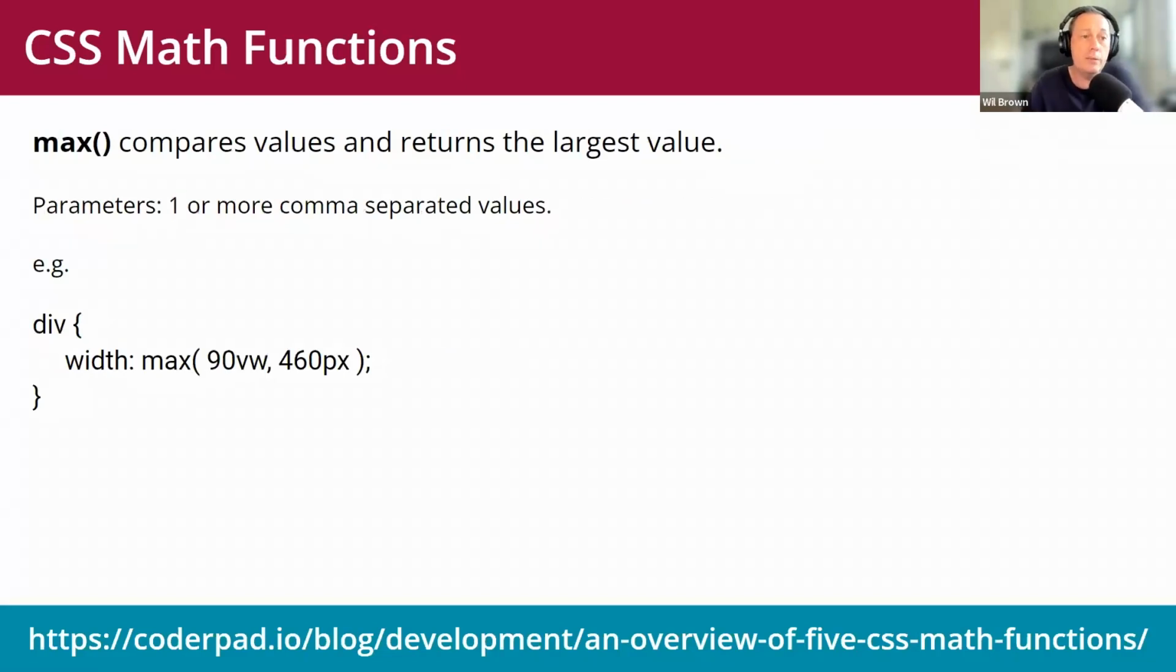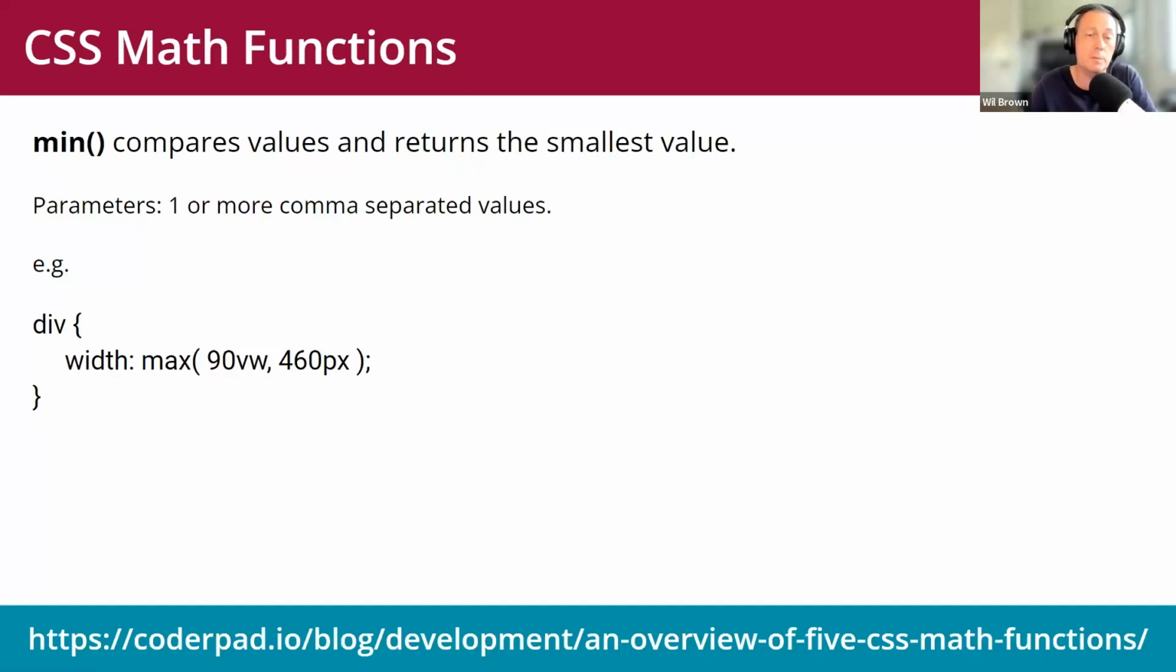Similarly, you can use max. So all these functions here you can use within the Elementor widget box. Here, maximum just compares two numbers or multiple values, and then it returns the largest value. And similarly, minimum compares all the values and returns the smallest value.